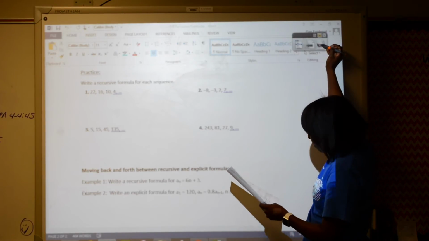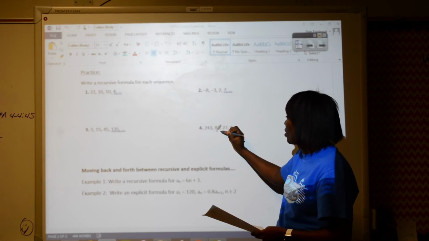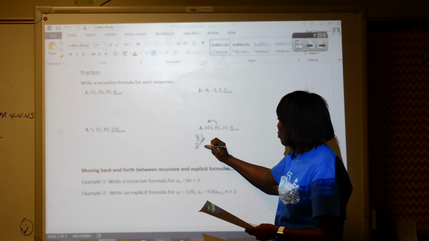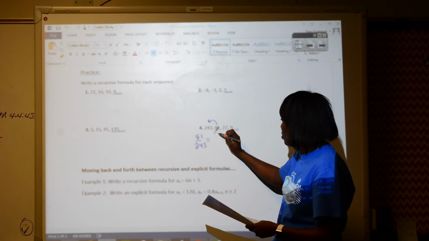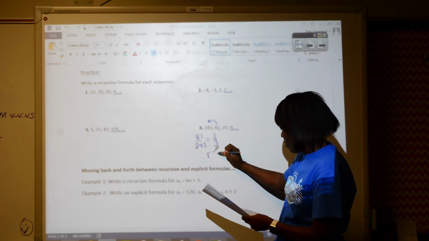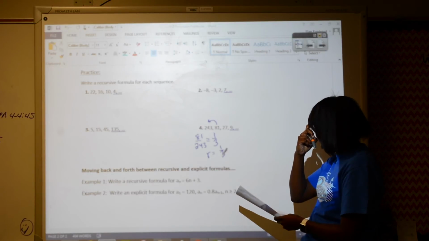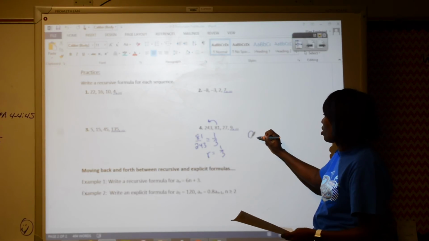Then the last one, how are we getting from here to here? If you can't figure it out, go backwards. 81 over 243 reduces to 1/3. So our common ratio is multiplied by 1/3, right? Now that we know our common ratio and that this is geometric, we start off with our equation.